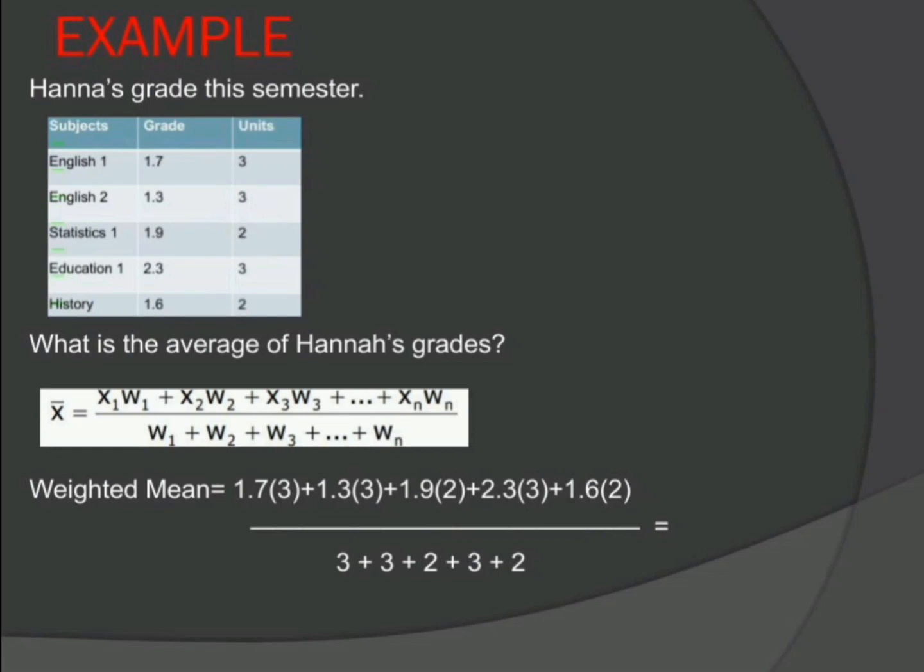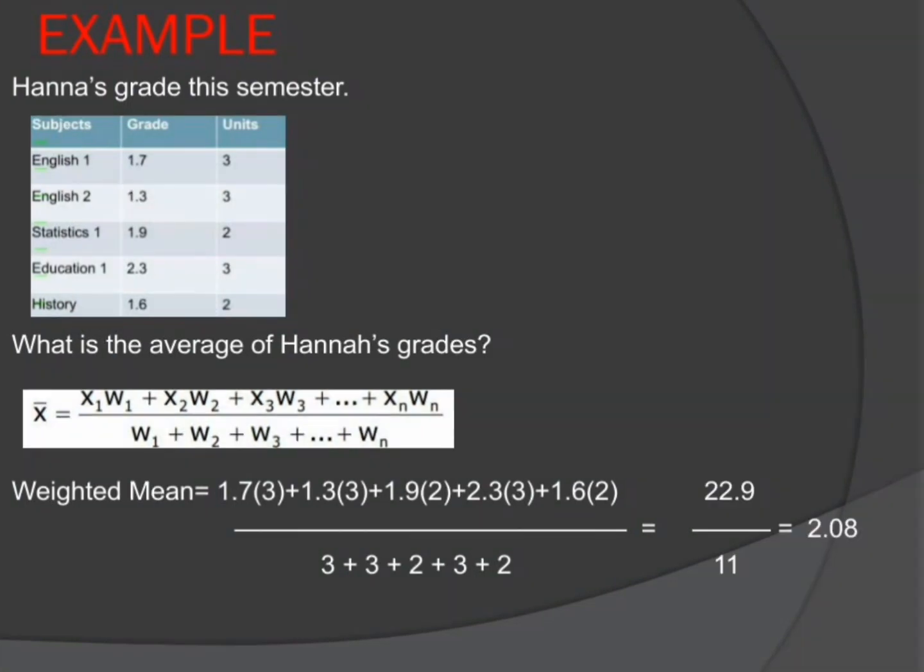And the sum of the numerator and the denominator there is 22.9 over 11, and it equals 2.08. So that is our weighted mean.